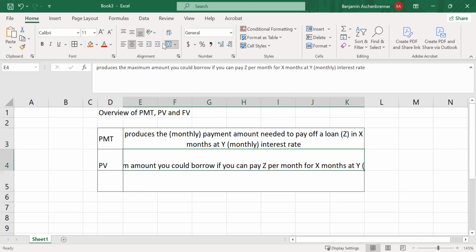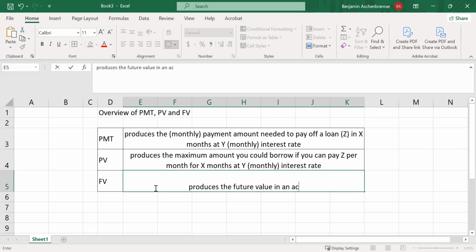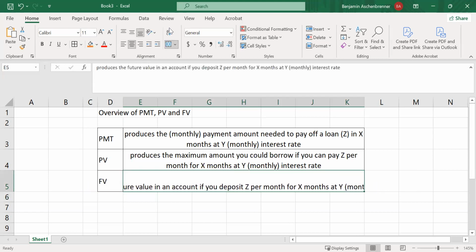Okay. And then finally, there's FV, and FV produces the future value in an account if you deposit Z per month for X months at Y monthly interest rate. Okay, let me get wrap text on there.